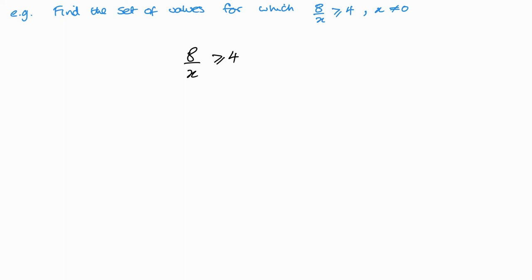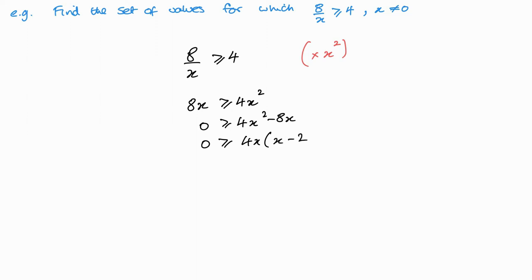And the way we get around this is by multiplying by something that we know is definitely positive. So what I'm going to do is multiply through by x squared, since x squared is always positive. So if I multiply the left side by x squared, I get 8x, and on the right side I get 4x squared. I can now take away 8x, and that leaves me with 4x squared minus 8x on my right. I'll then go ahead and factorize, so 4x would come out, leaving me with x minus 2 inside the brackets.